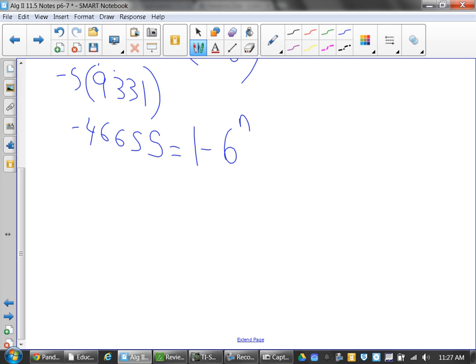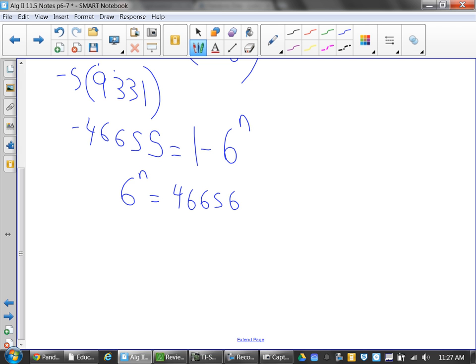We're going to have to take a logarithm. I'm going to move the 6 to the nth power to the left, move the -46655 to the right. So I have 6 to the nth power is 46655.